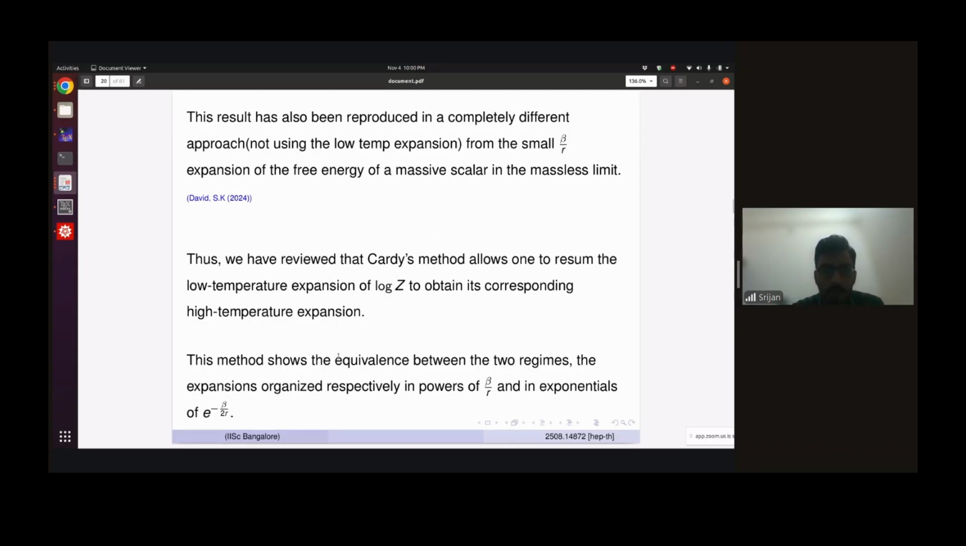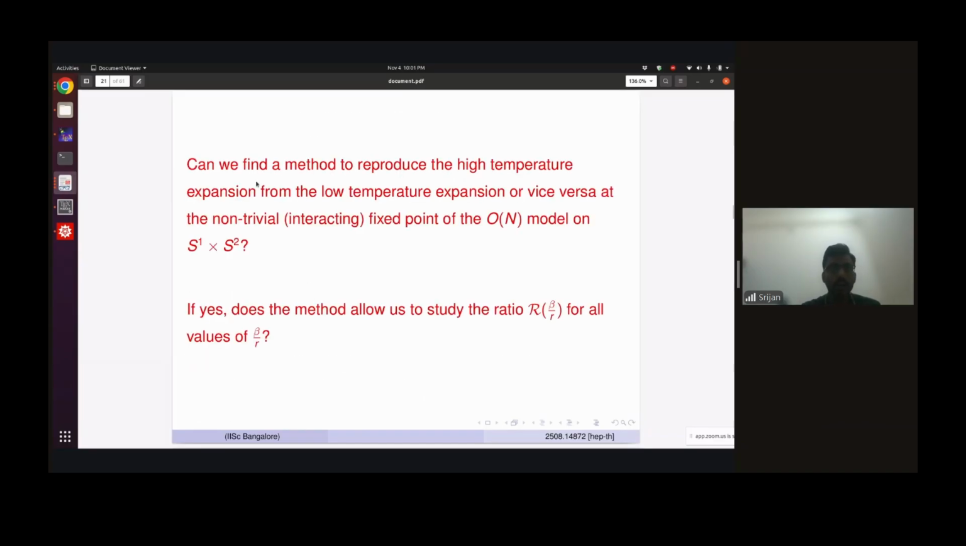So then, at least for the free theory, we have this control. Let's ask the question: how can we find a method to reproduce the high temperature expansion from the low temperature expansion, or vice versa, at the non-trivial fixed point of the O(N) model on S1 times S2? In that case, at least to our knowledge, there is no analytical control. If the answer is yes, does the method allow us to study the ratio for all values of beta by R? That is the original question.